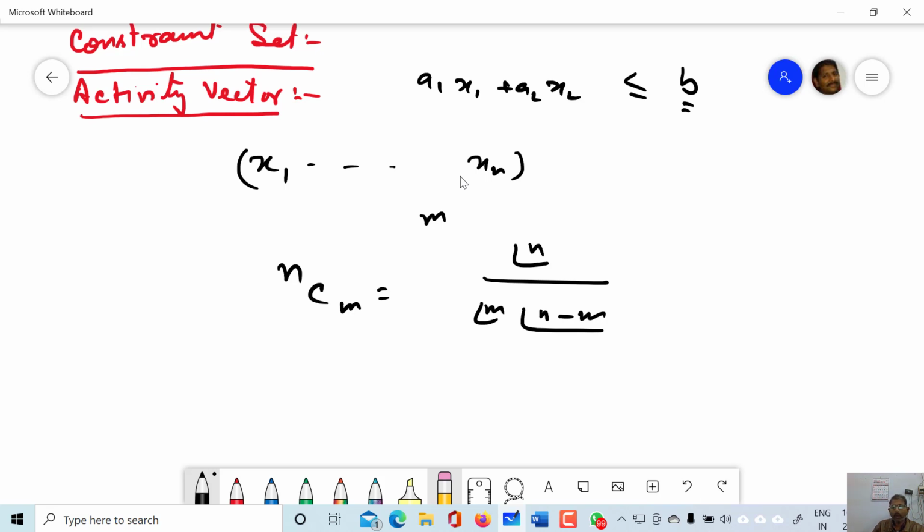But if every solution is having only one item, then in that case the value of m will be 1. So nC1 equals factorial n upon factorial 1 and factorial n minus 1. That means it is equal to n. That means the number of variables will be equal to the number of solutions. But if every solution is having m variables, it is also possible. Then the number of solutions for that equation will be equal to nCm.